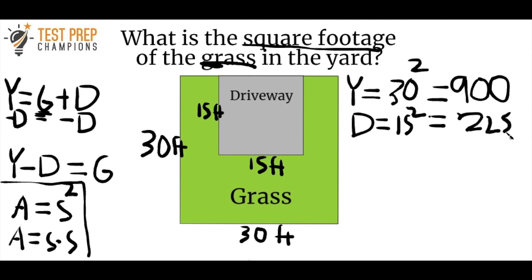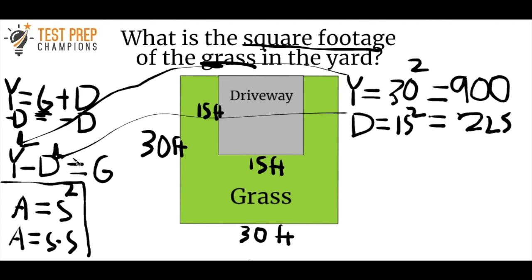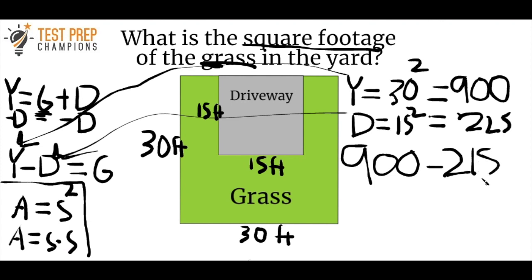So now what we want to do is substitute these values in here. We want to put 900 in for Y, and we want to put 225 in for D. So we're just going to subtract them here. So we do 900 minus 225. And if you use a calculator, you'll see that that is equal to 675. So 675 feet squared is going to be the area of just the grassy portion.